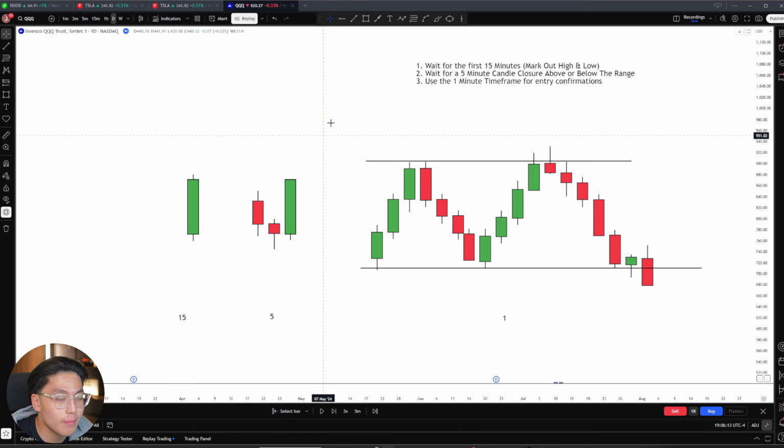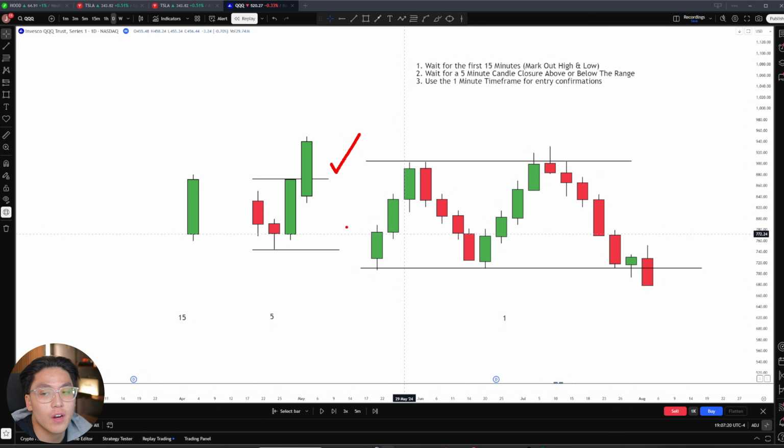So the 15-minute high and low is very important. Let's just mark out the 15-minute high. We can also mark out the 15-minute low. Let's say, for example, price closes above your 15-minute opening range. This is very bullish. As you can see, we have a 5-minute candle closure above your 15-minute opening range.